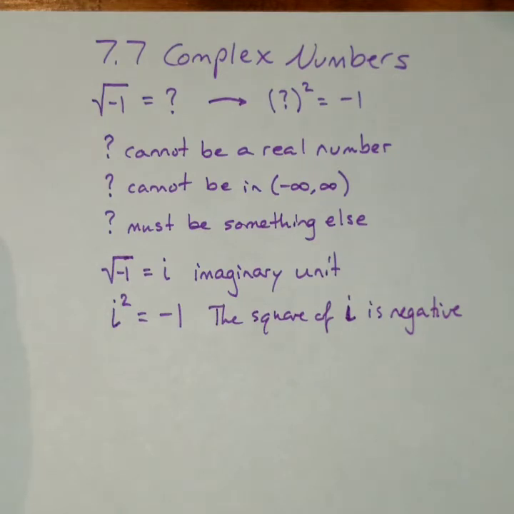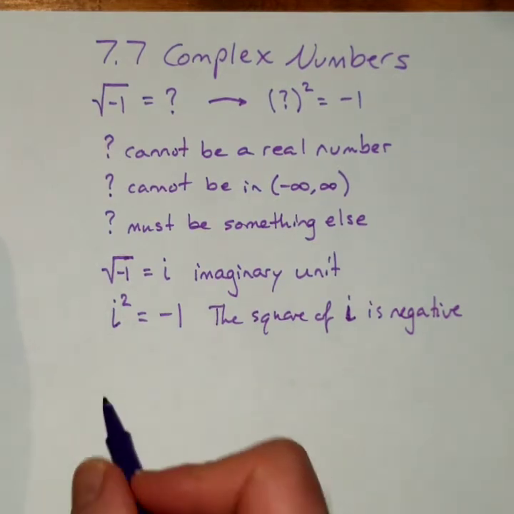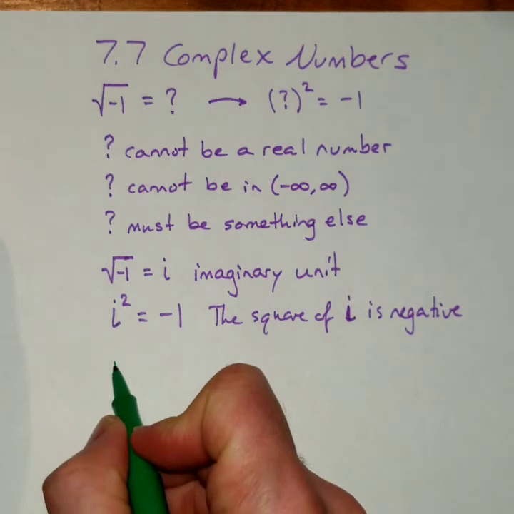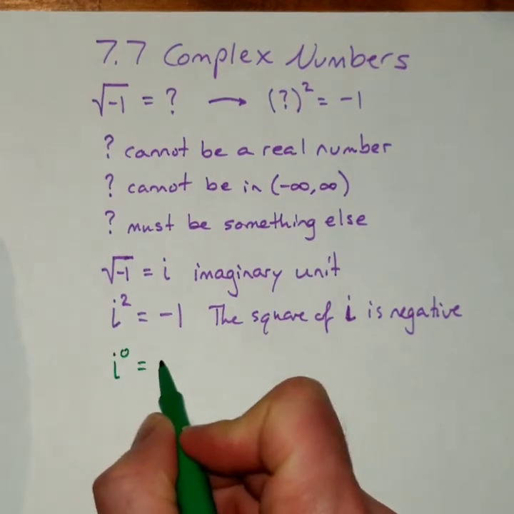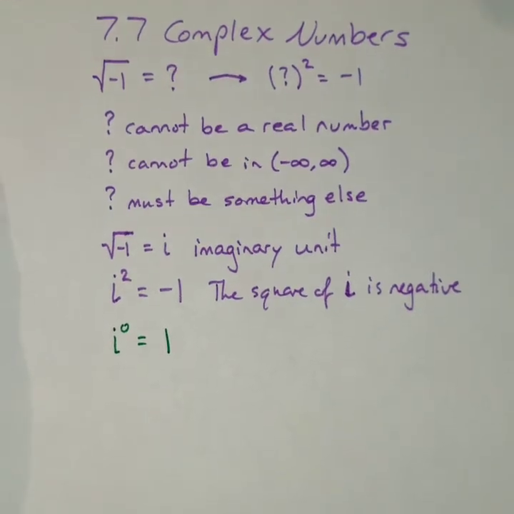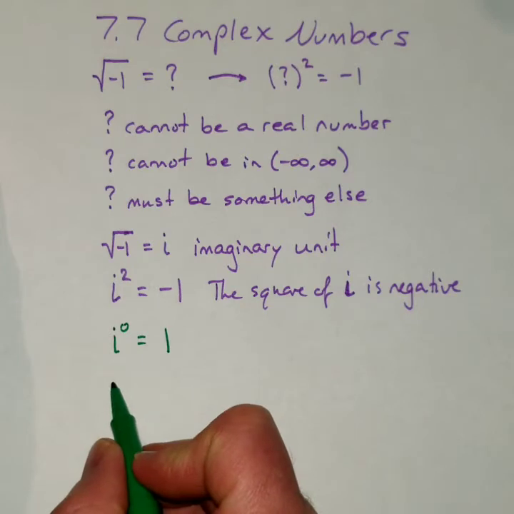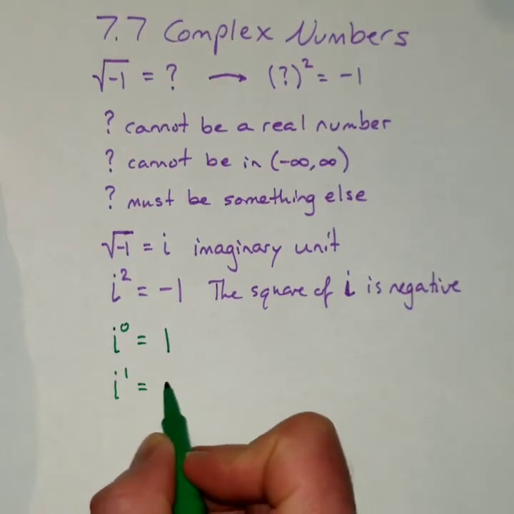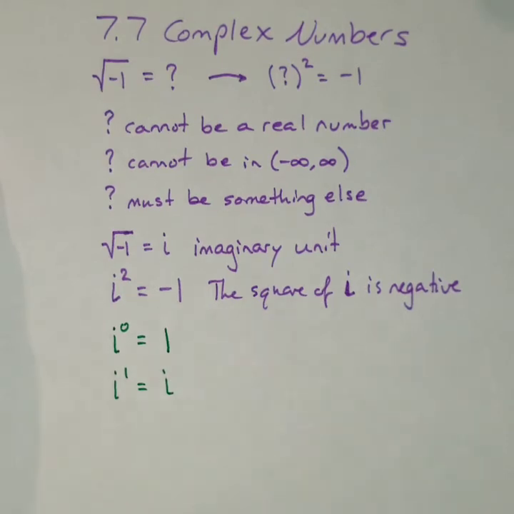Okay. So now let's look at other powers of I. First of all, I to the 0 power, anything to the 0 power, we'll look at 0 first. Anything to the 0 power we know to be 1. Right? That's just our exponent rule for 0. I to the 1 power, well, anything to the 1 power is itself, so that's just I.